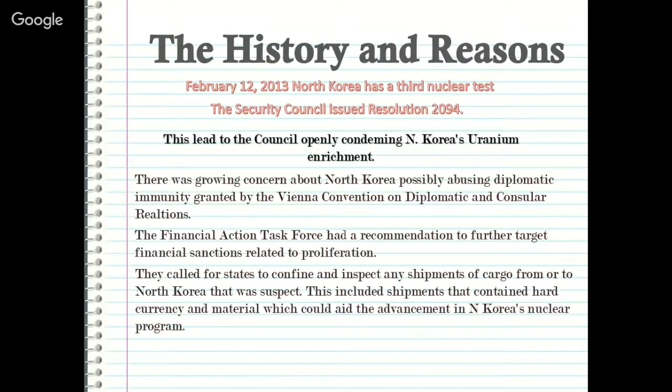This also led, if you hear a bunch of thumping, that's Zeus hitting the back of my chair.